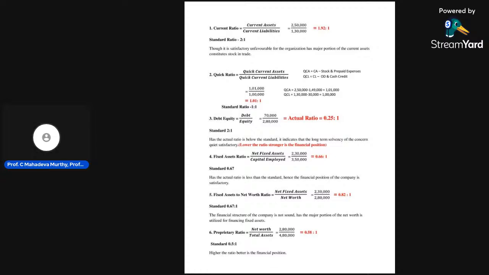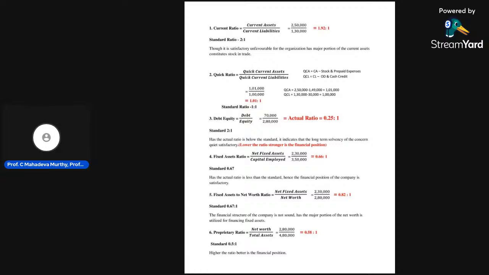Lower the ratio, stronger is the financial position. All the capital formation should be in the shareholders' form, not in the debt form. Why? Because if you have loans and advances, whether the company makes a profit or not, the company should pay that interest. Therefore, in that context, this ratio, debt equity ratio, is most important for each and every organization. Then fourth one, fixed assets ratio.